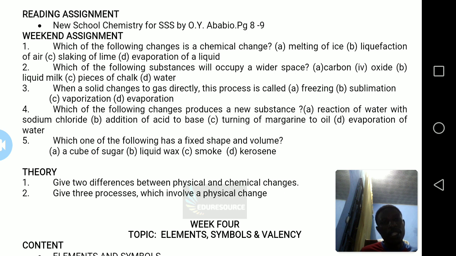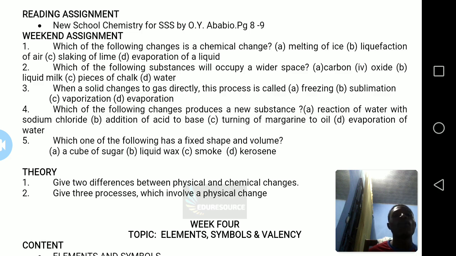Number 3. When a solid changes to gas directly, this process is called dash. A. Freezing. B. Sublimation. C. Vaporization. D. Evaporation. When a solid changes to gas directly is called what?